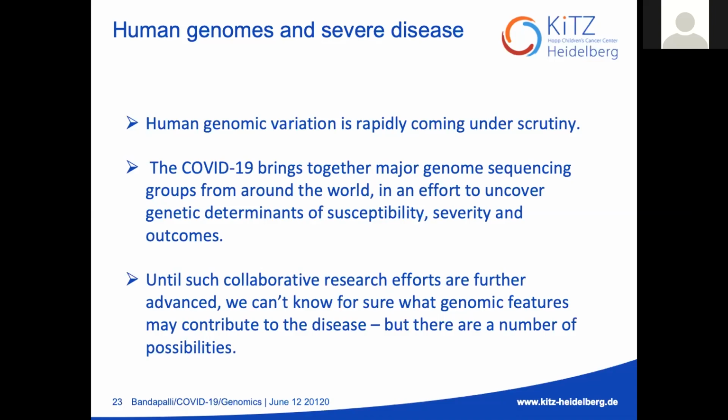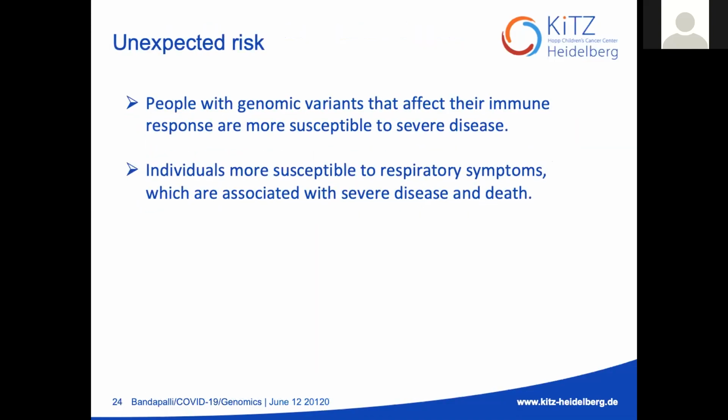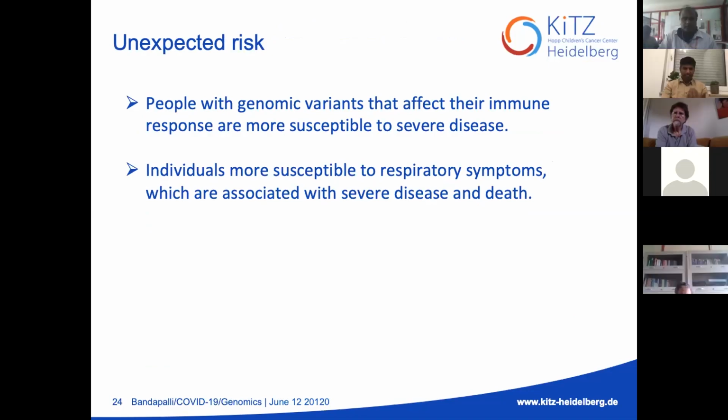Until such collaborative research efforts advance, we can't know for sure what genomic features may contribute to the disease, but I'm sure that we will learn a great deal in the near future. So we have to wait and see. People with genomic variants that affect their immune system responses are more susceptible. That's one thing known. Also, some individuals are more susceptible to respiratory symptoms, which are associated with severe disease and death.